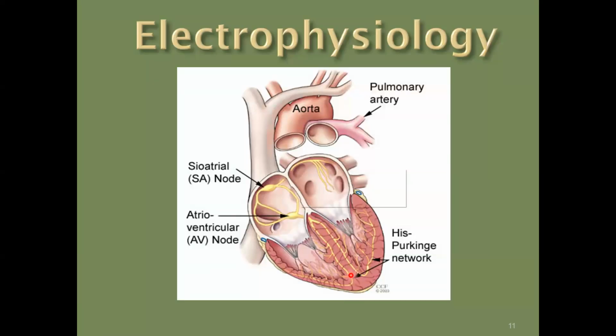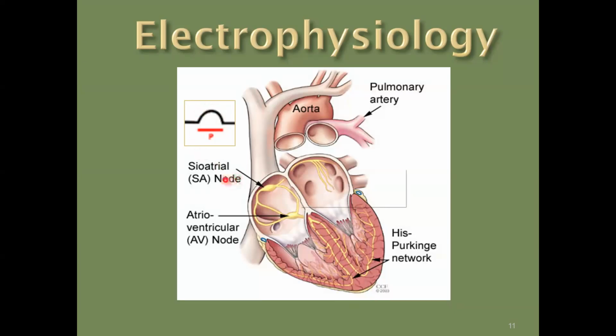And in worst case scenario, those become the final pacemaker when your other pacemakers fail, when the SA node fails, when the bundle of His fails, or you're up here in the junction where your bundle of His is. If those fail to send out the impulses, then your patient can end up with an idioventricular rhythm, and that's coming out of your Purkinje fiber network. So when we talk about the SA node firing, what you're going to see on your rhythm strip or your ECG is your P wave.